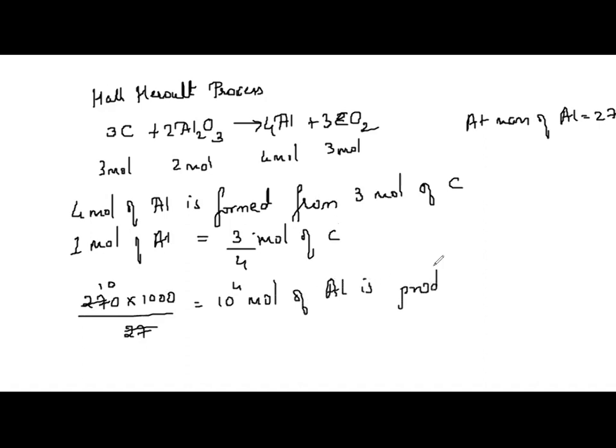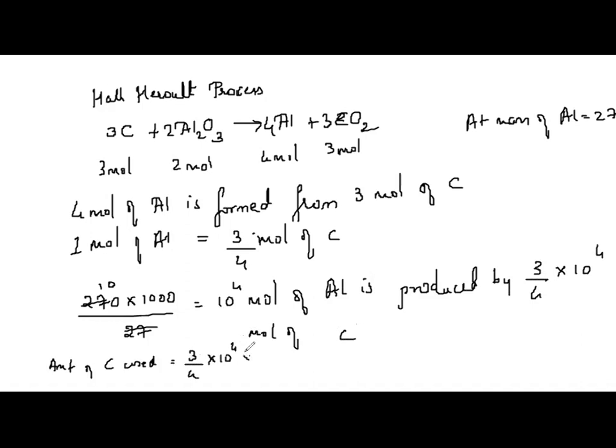Is produced by 3 by 4 into 10 raised to 4 moles of carbon, correct? Yes or no? So here the question is the amount of carbon used. I wanted, this is moles, so amount of carbon. So 3 by 4 into 10 raised to 4. What is the atomic mass of carbon? It is 12. So 4 ones are 4, 3 twelves are 36. So what do we get as the answer? We get the answer 90 kg. Yes, this is the answer.